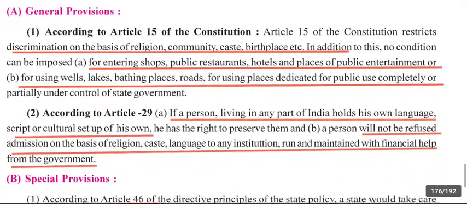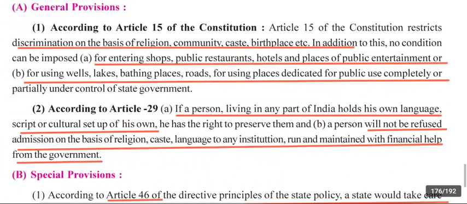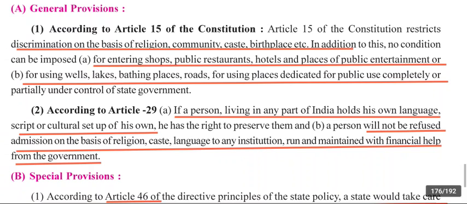General provisions. These general provisions not only apply to scheduled castes and scheduled tribes, they apply to each and every individual of India. According to Article 15, discrimination on the basis of religion, community, caste, birthplace, etc. is restricted. That means we can't discriminate against people based on their religion, their caste, their community, and where they were born. We can't discriminate basically.